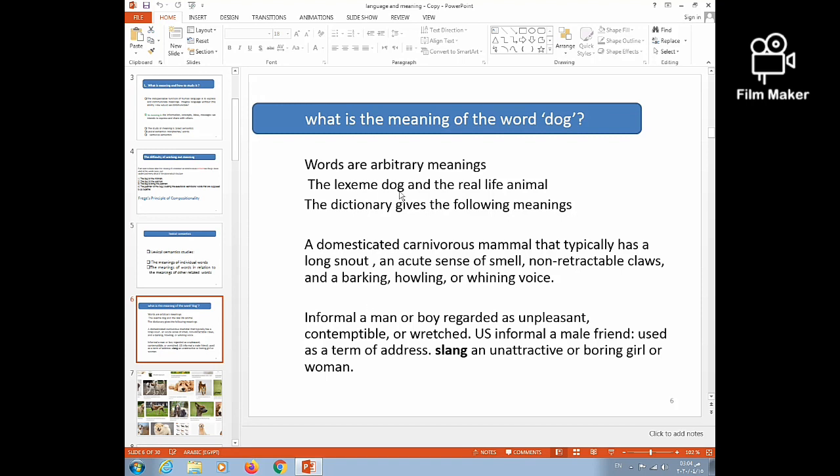So let's look at the lexeme, look at the word here. The word lexeme means word, okay? Lexeme means word. It's less common than the word, and this is why we say the lexeme dog, and the real life animal. What is the relationship between them? As I told you, there is no logical relationship. It's an arbitrary relationship. It's something that we agree on as members of a society to give the animal that we're gonna talk about now this name, which is dog. In other communities, they call it kelb, for example. So here, these are different labels and different names and different words and different symbols for the same animal or the same object in reality, and so on.